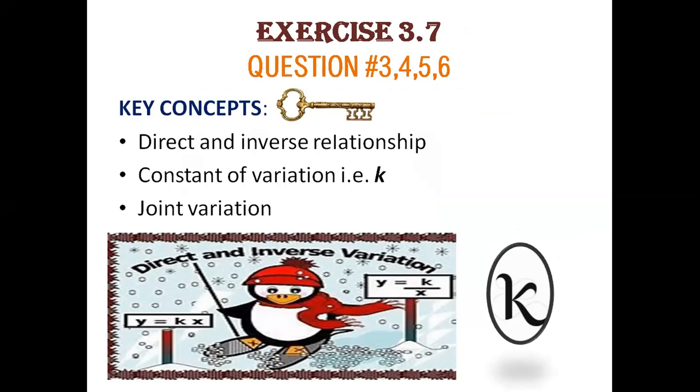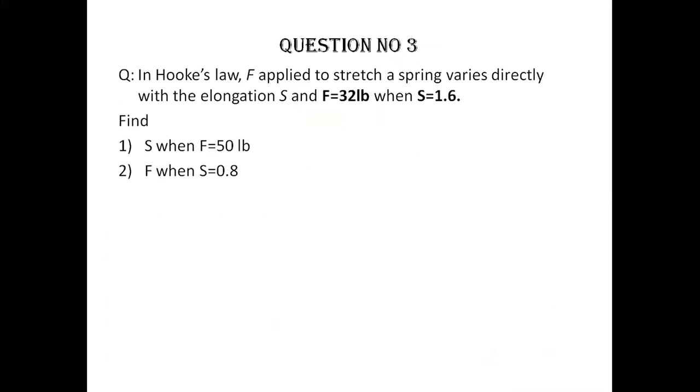The first one is direct and inverse relationship. Then we have the constant of variation or the constant of proportionality, that is K. And lastly, we have joint variation. Since we have already studied all these concepts in detail, I'm going to dive right into question number 3. Question number 3 states that in Hooke's law, force applied to stretch a spring varies directly with the elongation. So basically, F is directly proportional to S. The greater your force, the larger your stretch is going to be.